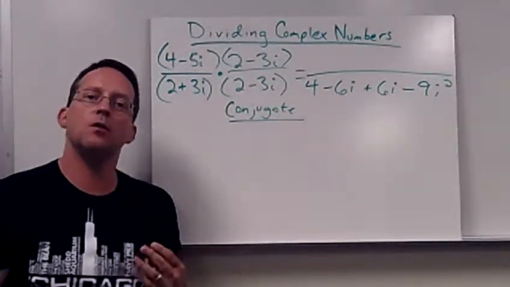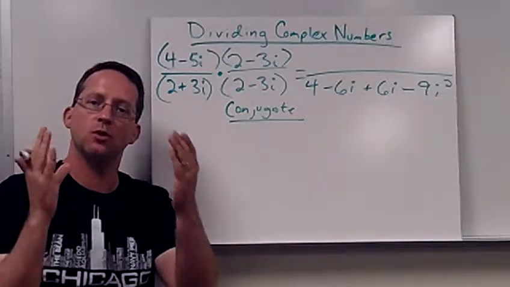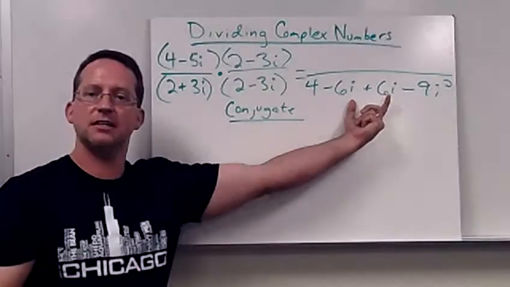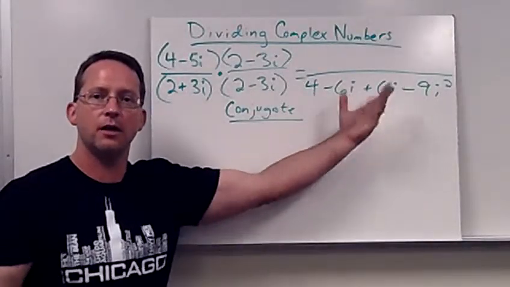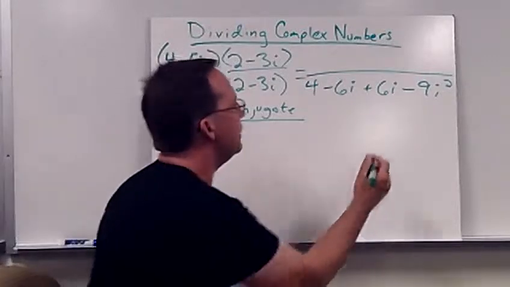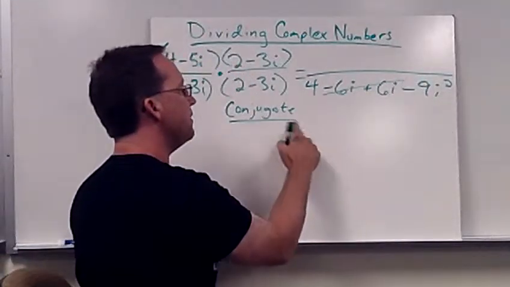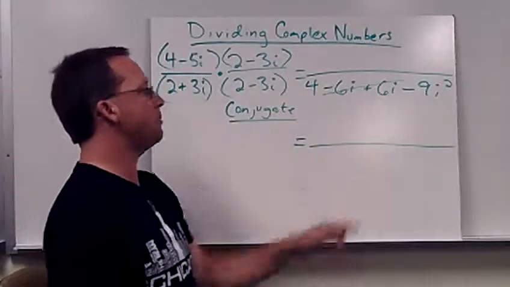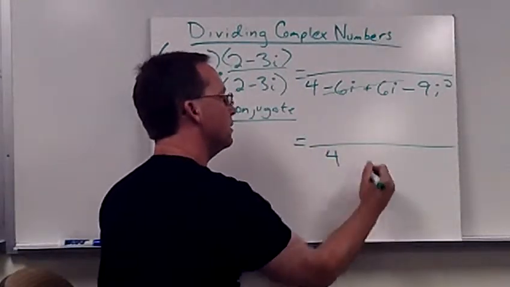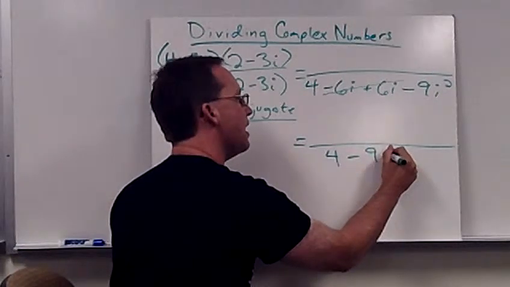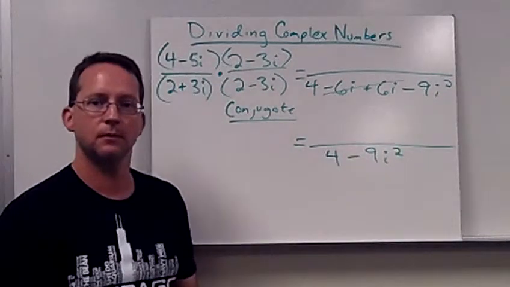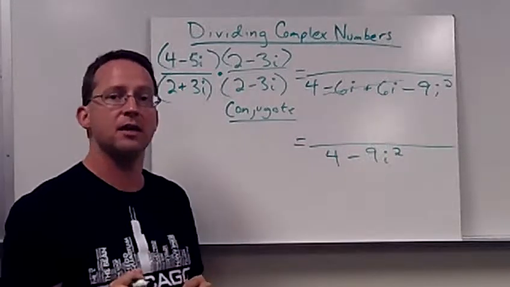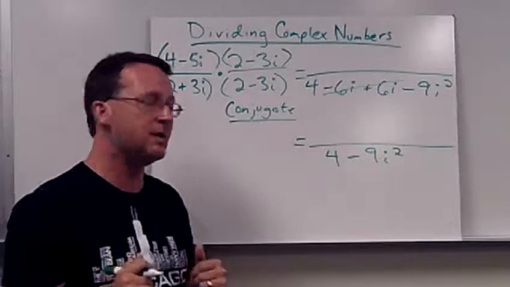Now, take a look at what happens when we start to combine this. Look what happens with the outer and the inner terms when we FOILed. We have a negative 6i plus a 6i. So guess what? Those cancel each other out. Those are gone. And as we start to simplify this, all right, the denominator becomes 4 minus 9i squared. All right? Outer and inner terms are gone. Now, we know that the i squared is equal to negative 1.